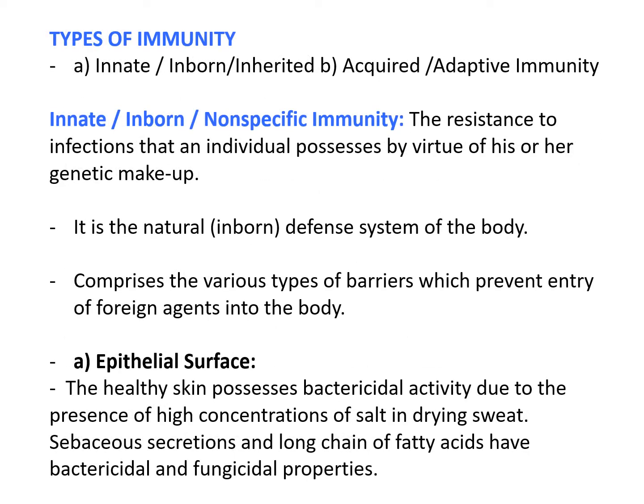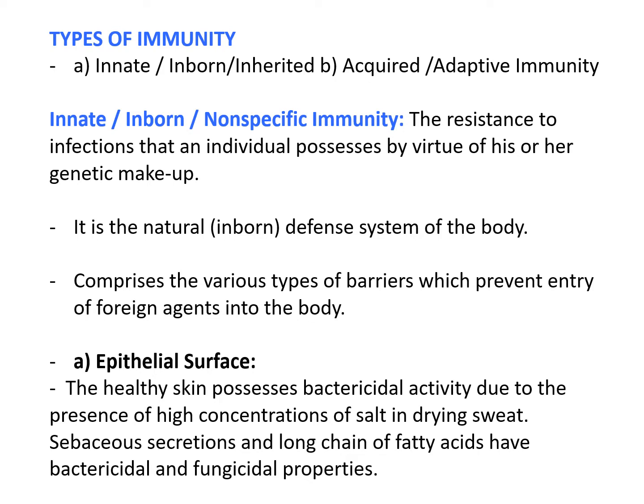We move on to the types of immunity. The first type of immunity is innate or inborn or inherited, and the second type of immunity is acquired or adaptive immunity. As I mentioned earlier in this lecture, I will be discussing about the innate or inborn immunity. It is the resistance to infections that an individual possesses by virtue of his or her genetic makeup. So an individual has innate immunity because of his or her genetic makeup. It is an inborn immunity.